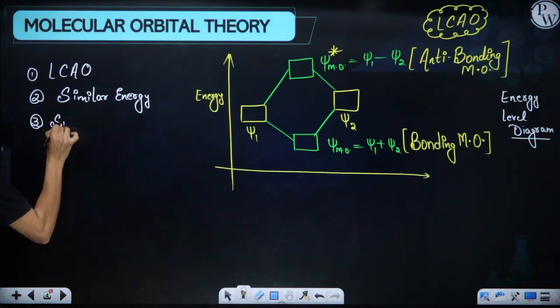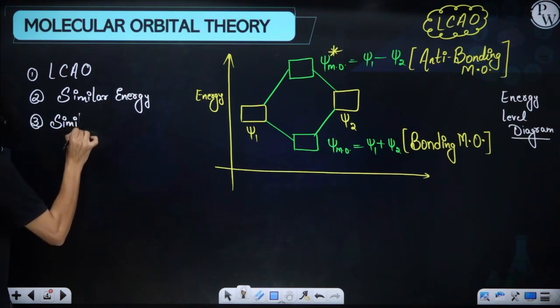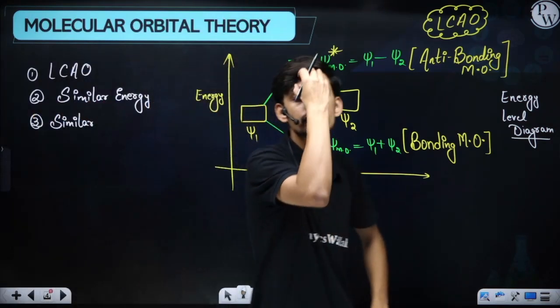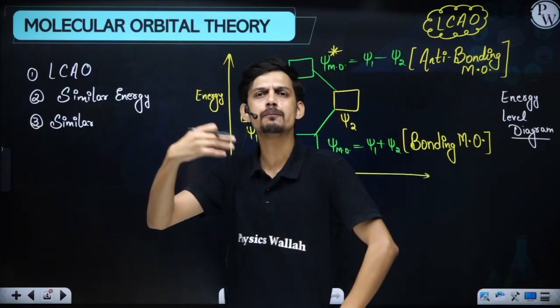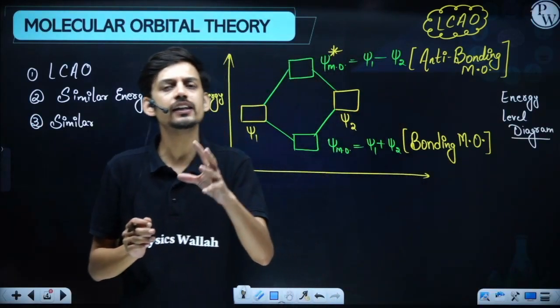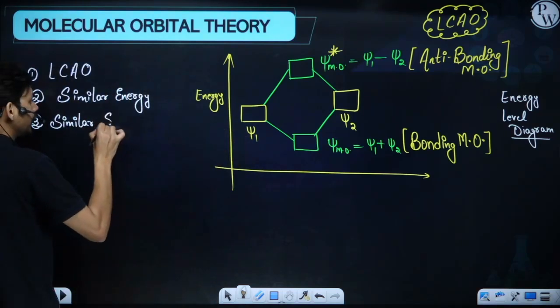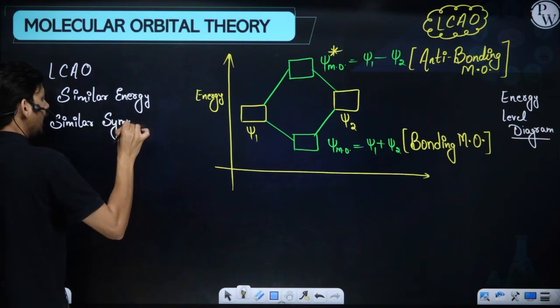They should have similar orientation as well. Orbitals are having directional properties all the time. So whenever we are combining orbitals, we are mixing orbitals, there's always the topic of direction. So they should have similar symmetry or similar direction.